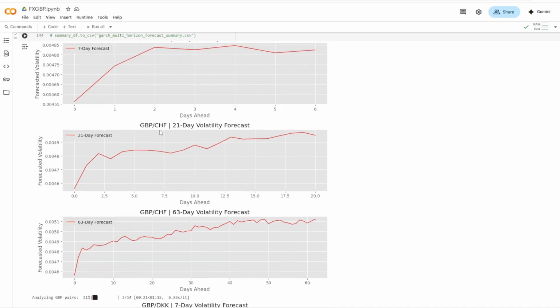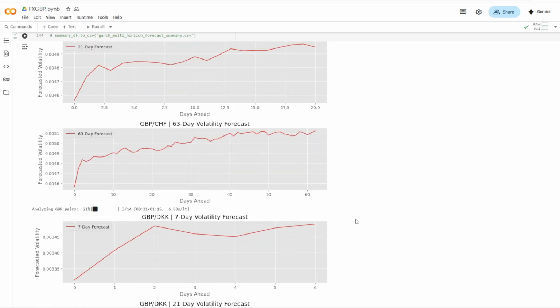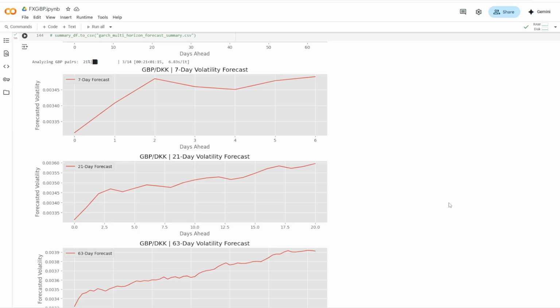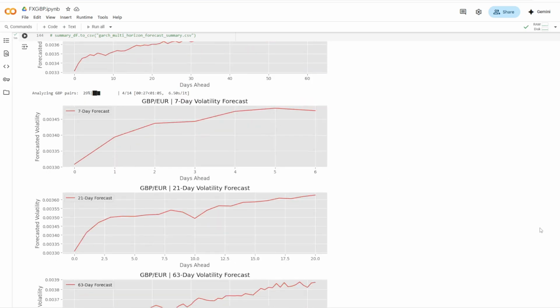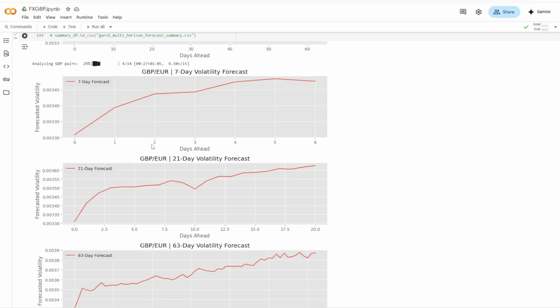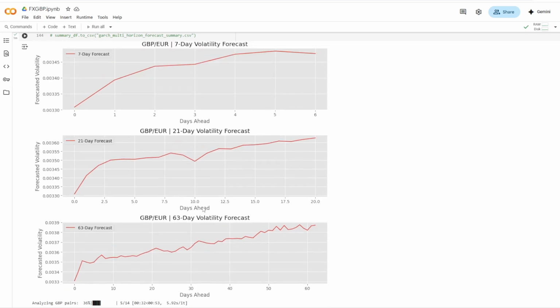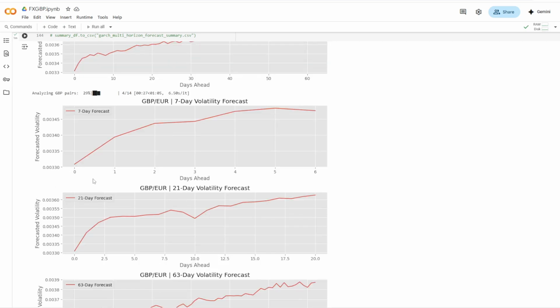Also pound Swiss franc shows some rising conditional volatility in future, and also vis-a-vis the Danish krona, a little bit less, 0.3% conditional vol. Also pound euro, higher vol in the next 1 to 2-3 months, more or less, next quarter.